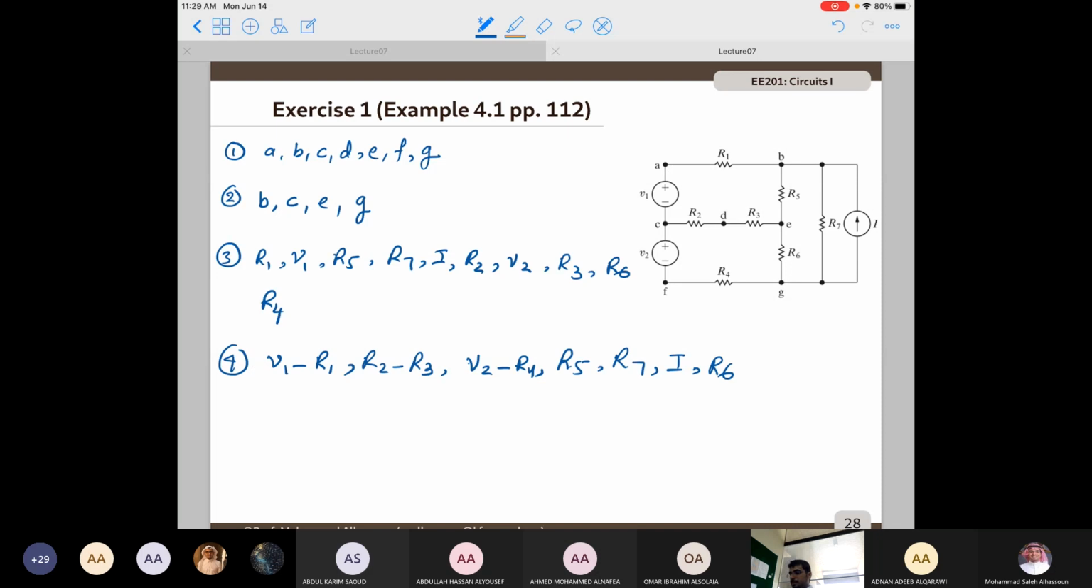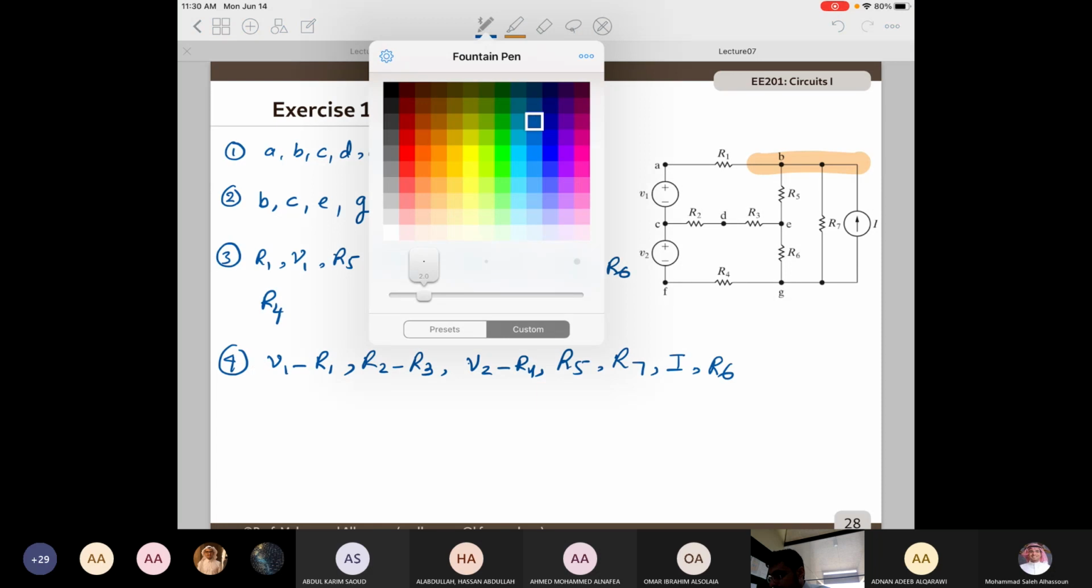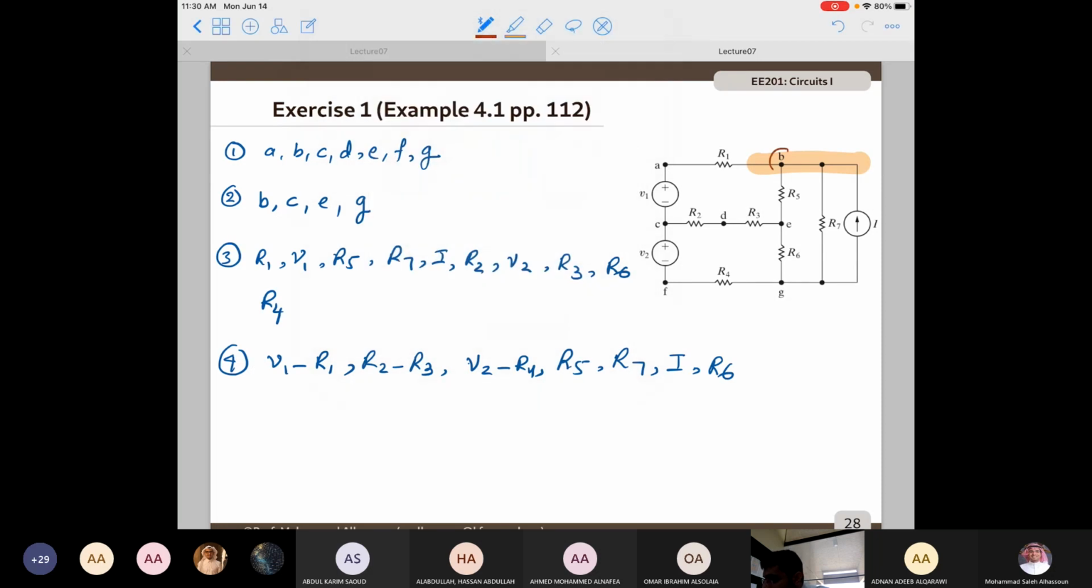Yes, Hassan. Doctor, the node above R7, is that a node? It's all part of node B here. Why is it not separated? To see the difference here, if you take this point and you find the voltage difference between this point and that point, what will be the voltage difference? Will they have the same voltage? Yes. If they have the same voltage, then they are the same node. Okay, thank you. Very good.